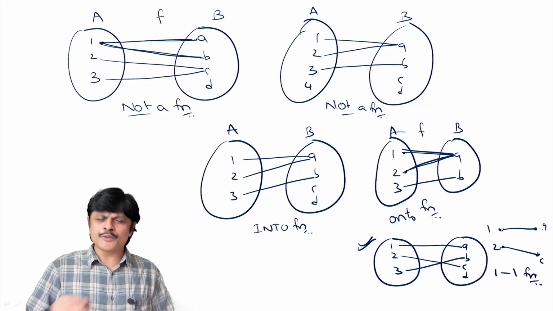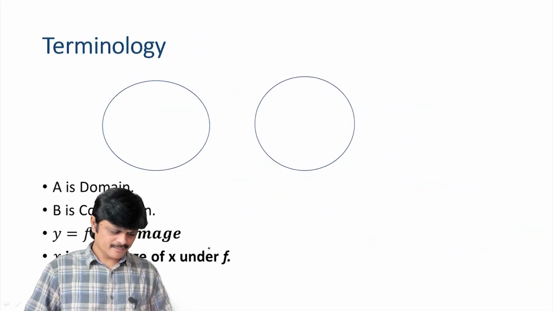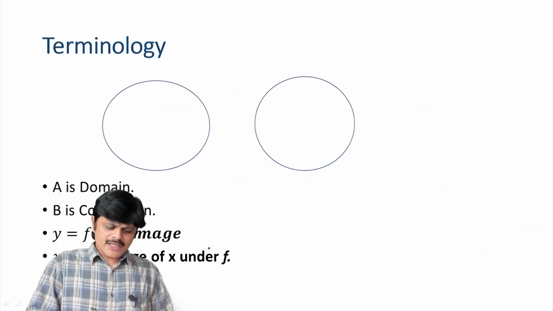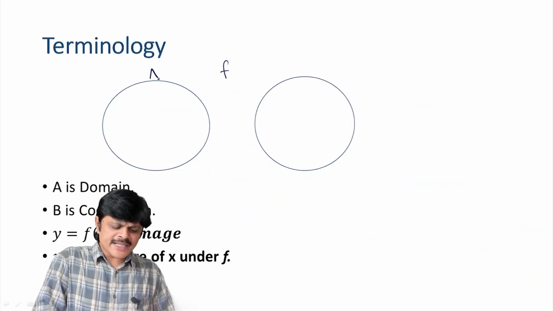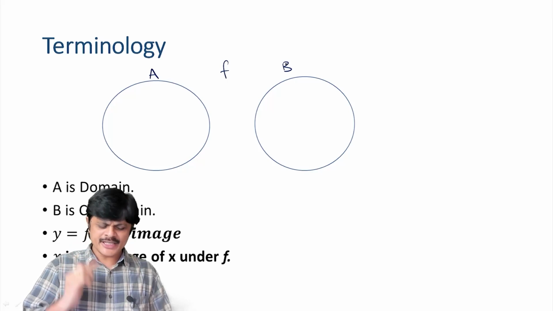Before proceeding to definitions, we try to fix the terminology. We try to understand the terminology. Now the terminology. Suppose f is a rule from set A to set B, which is a function. That is, every element of set A is assigned to a unique element of set B. So it is a function.